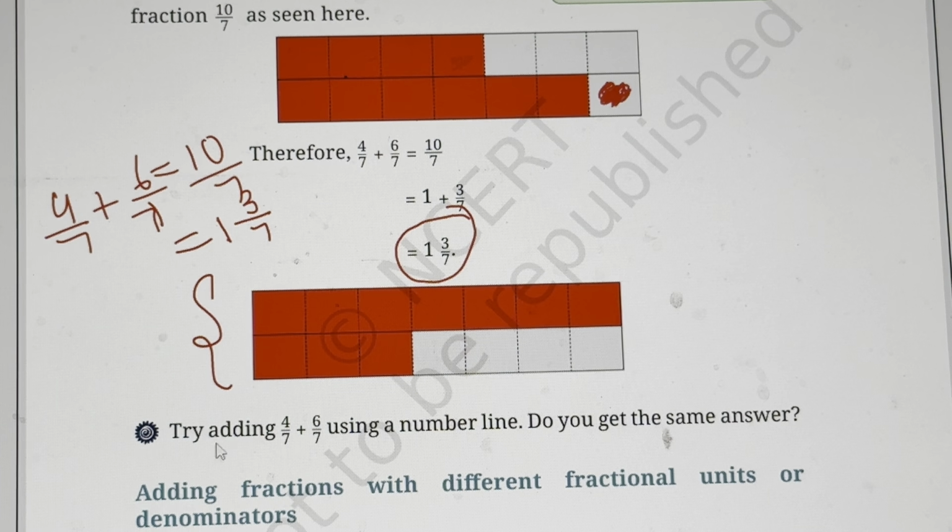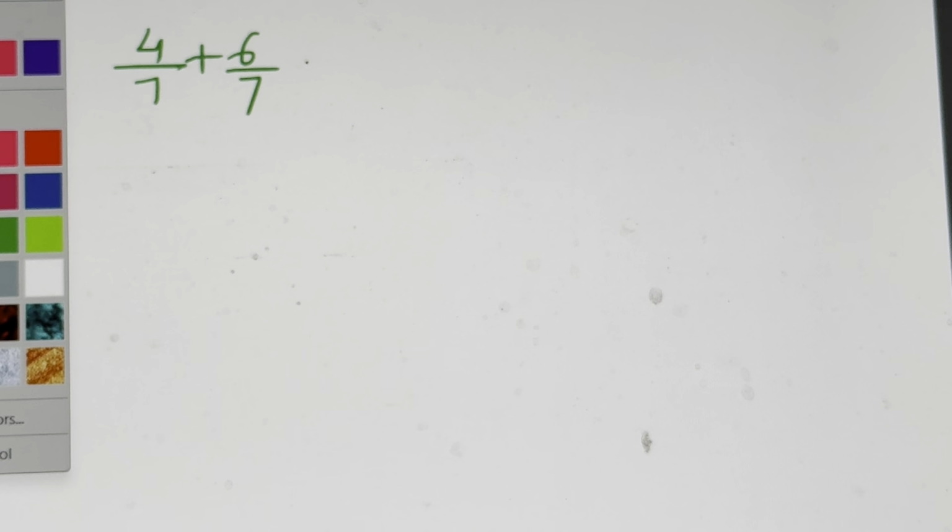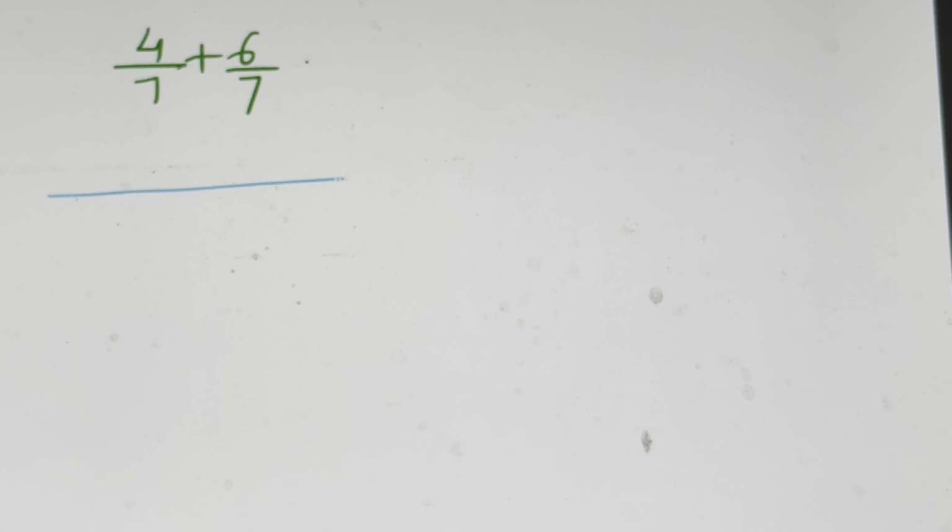Now they have asked us, try adding the same using the number line. Do you get the same answer? So now let us add these numbers on a number line. We first make a number line wherein we keep this as 0, here somewhere 1, and we'll take one more, 2.